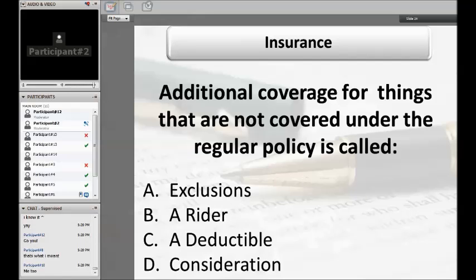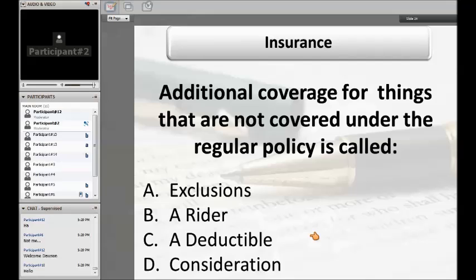Here's another one. Go ahead and read that while I'm changing your polling tools. Additional coverage for things that are not covered under the regular policy is called A, exclusions, B, a rider, C, a deductible, D, consideration. A, B, C, or D. I see 3 answers are in. We've got 3 for A and 3 for B. What do you guys think?